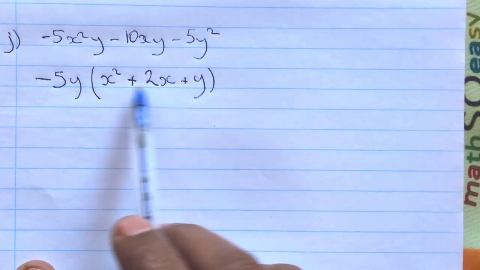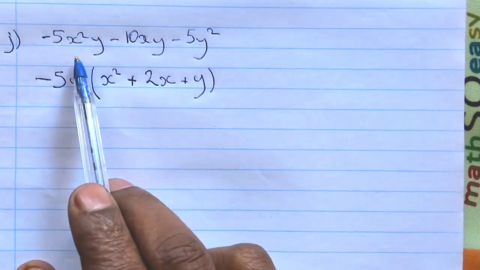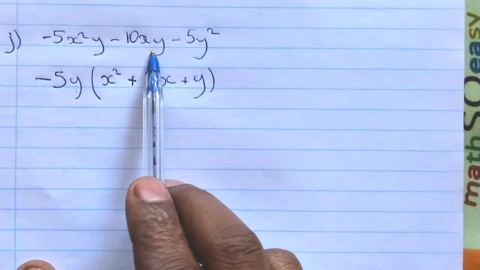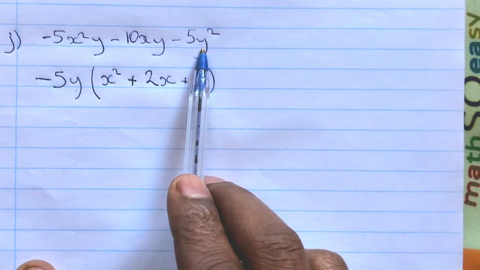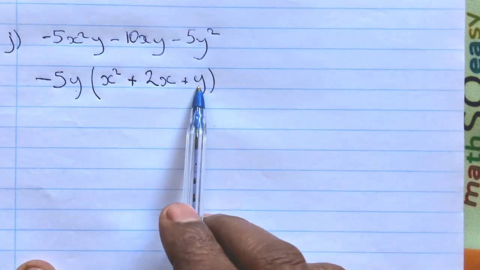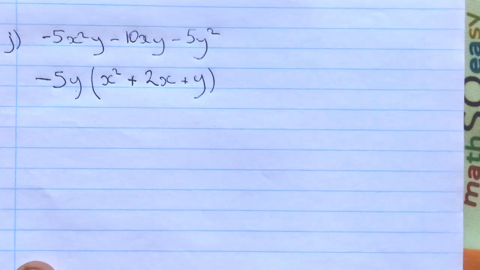You see, you can't add an x and an x squared. Even here, you can have an x squared y and an xy. And you can't add an xy with a y squared. You can't add an x and a y. You see, different ways of checking yourself.